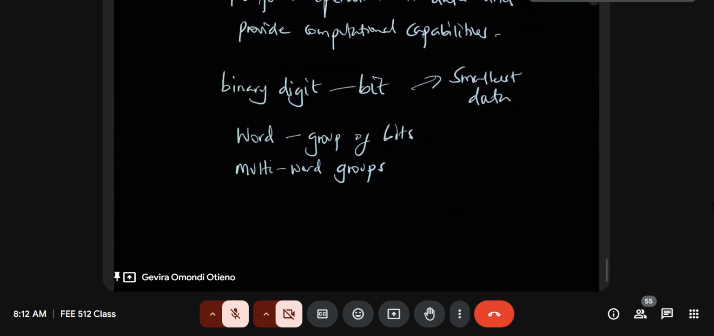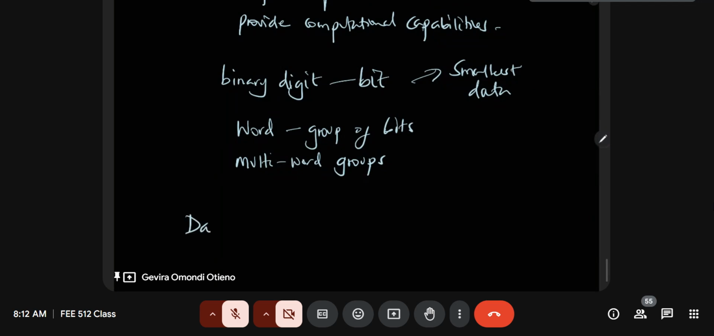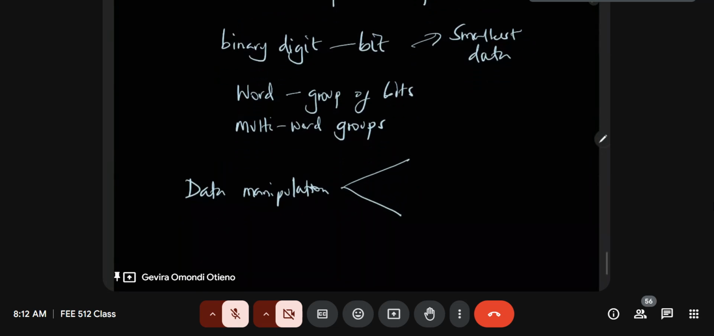Now, there are only two categories of data manipulation. If you have data manipulation instructions, then we can categorize them into two main areas. The first area is we can do a data transfer. That is one way of manipulating this data that we are talking about. We can do a data transfer, which basically involves changing the location of data. Or we can do data comparison.